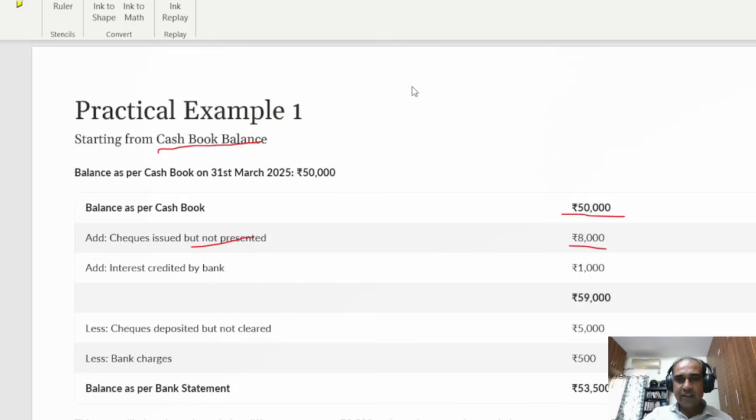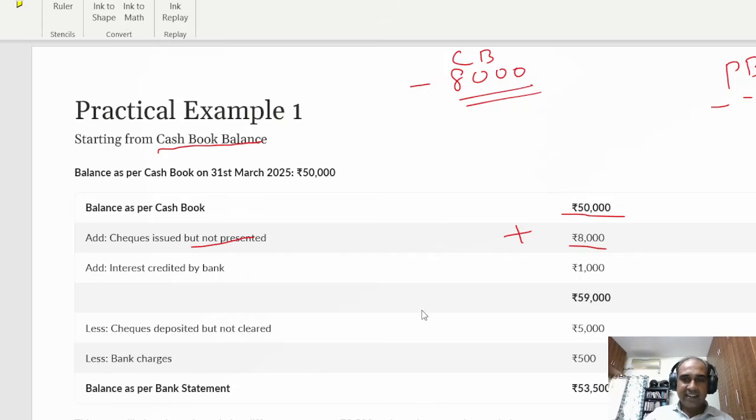See, when I issue a check, what will happen? My cash book will reduce by 8,000. Since it is not presented, the passbook will not have any entry, so the passbook will have a higher balance of 8,000. My starting point is cash book and I have to reach the passbook balance. To do that, I have to add 8,000. Once I add this 8,000 rupees, I will reach the passbook balance.